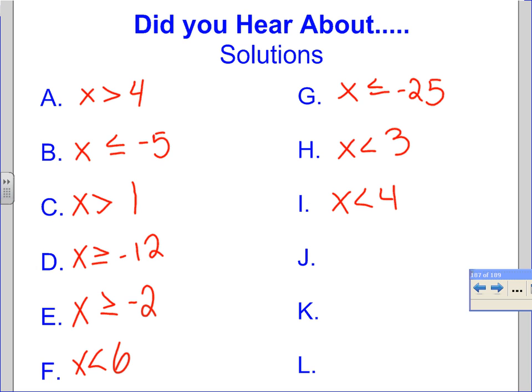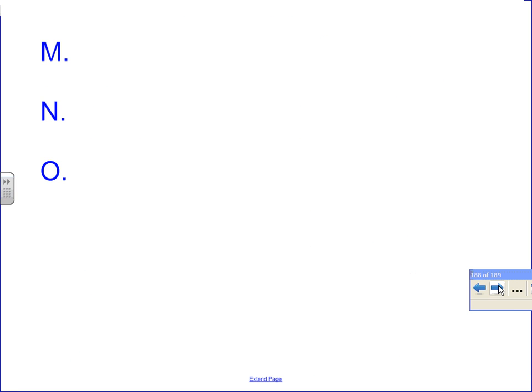Annalise, letter J. Good. Letter K, Matt. Good. Letter M, Doug. I mean L. Looking at the wrong one. Letter L. Good. Okay, Justin, letter M. Nope. Close, though.